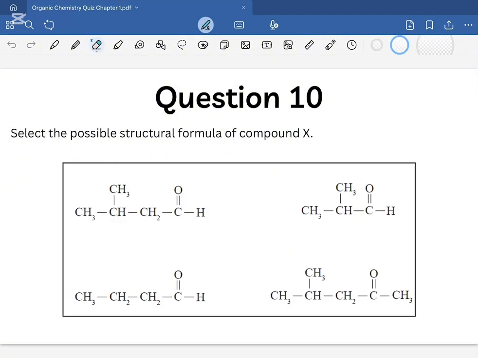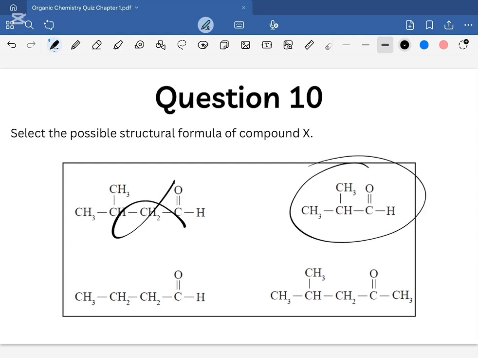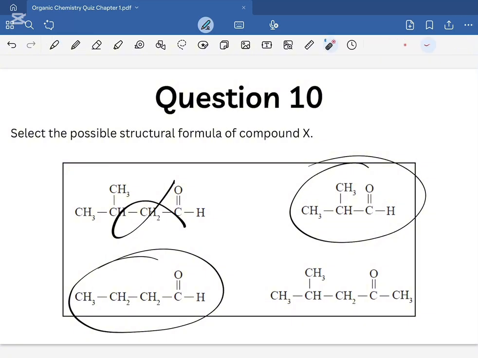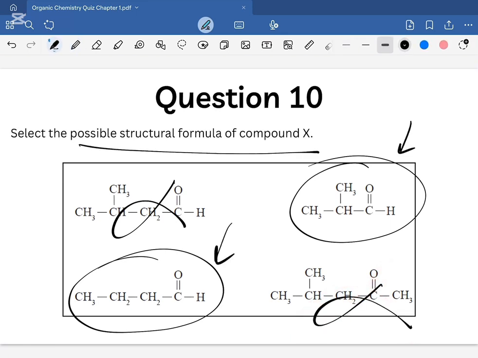In the next question, they said select the possible structural formula of compound X. Now compound X is made up of 4 carbons. It's an aldehyde. So let's start with the first one. Here we have 3, 4, 5 carbons, so this is incorrect. Now this is made up of 4 carbons, so this is correct. And this is also made up of 4 carbons, so this is correct. This is made up of 1, 2, 3, 4, 5, 6 carbons, so this is incorrect. So the only correct possible structural formulas of compound X are this one and this one.